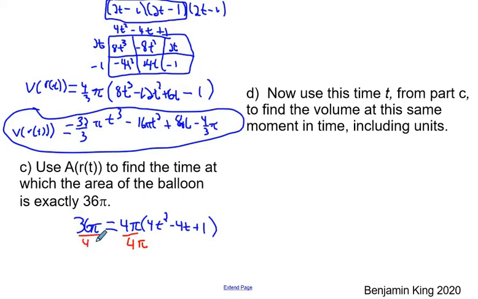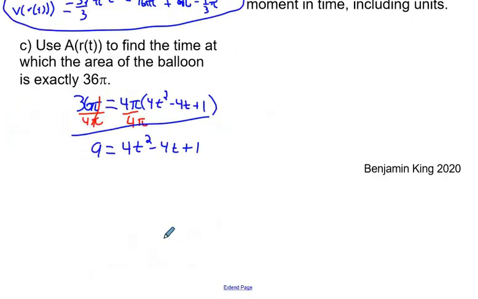And so the pi's actually cancel out, which you would want to happen or else you would have a mess. And so 36 divided by 4 is, of course, 9. And then I'm left with this function. And the question is, well, what do I do to solve this? And this is going to involve factoring skills from Algebra 1 when you did quadratics.